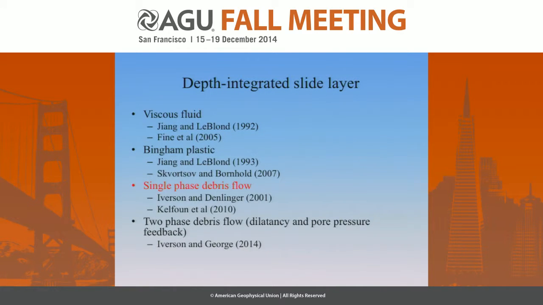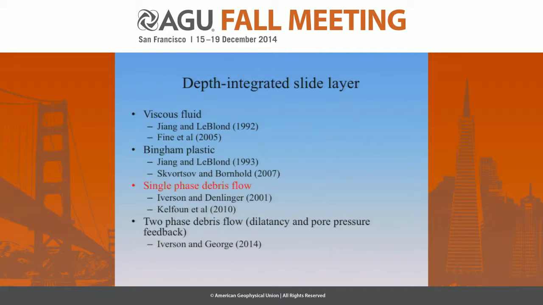And so what we've been doing more recently is going back to the notion of using a much simpler representation of the slide motion in terms of a depth integrated slide layer. There's a long history of doing this, usually in conjunction with coupling to non-dispersive tsunami models. In particular, viscous fluid models have been used quite a while by a number of authors, as well as Bingham plastic models that attempt to represent mud behavior better.